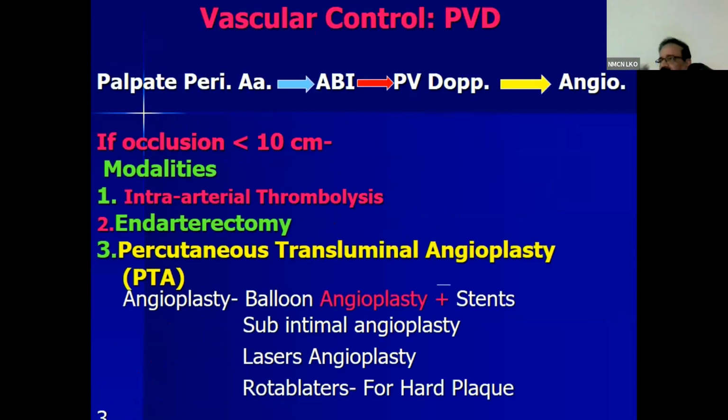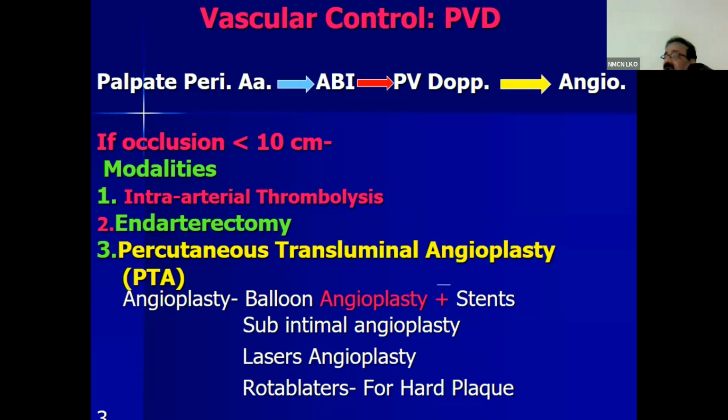So as I told in my last lecture, whenever you see a diabetic foot ulcer patient, always put your fingers on or try to palpate all the peripheral vessels. If 2 or more than 2 arteries are not palpable, then go for ankle brachial index. If it is less than 0.9, go for the peripheral vascular Doppler. If there is abnormality, then go for the angiography.